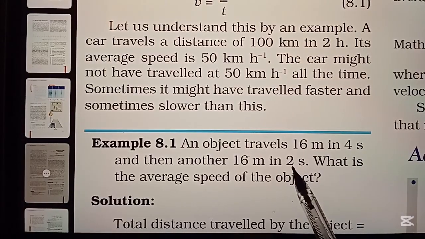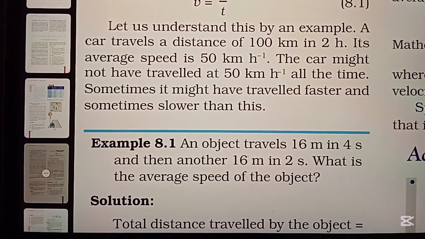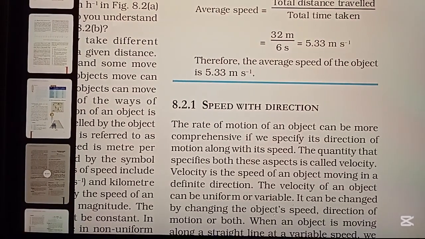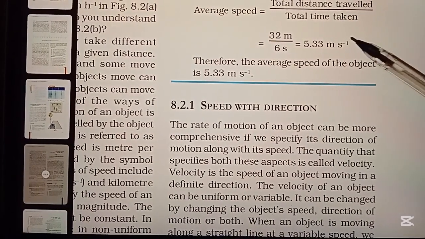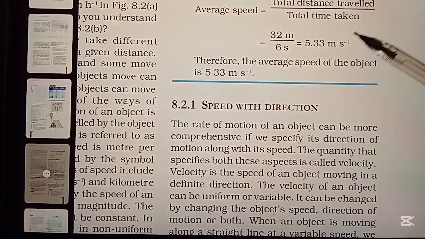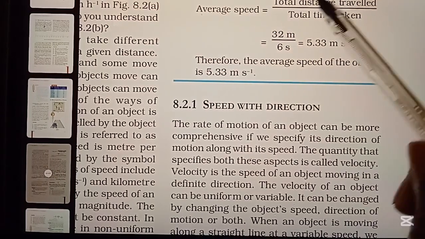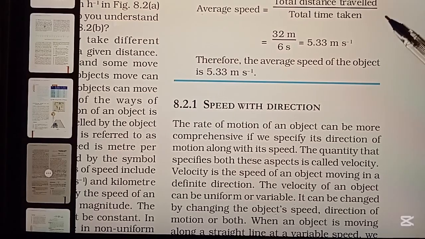Then what is the total time taken? 4 plus 2, that is 4, 5, 6 seconds. So 32 divided by 6 will give you the average speed, and that will be approximately 5.33 meter per second. Meter per second, that is meter divided by second, is the SI unit of speed.